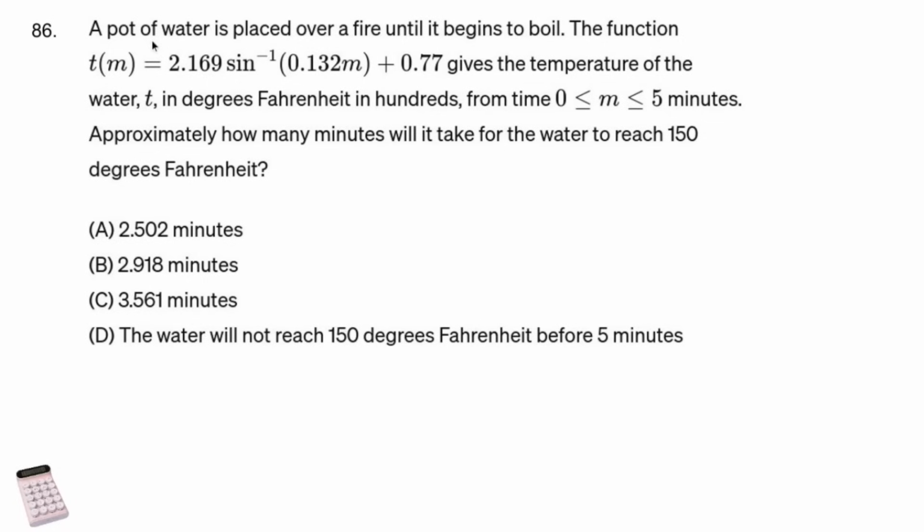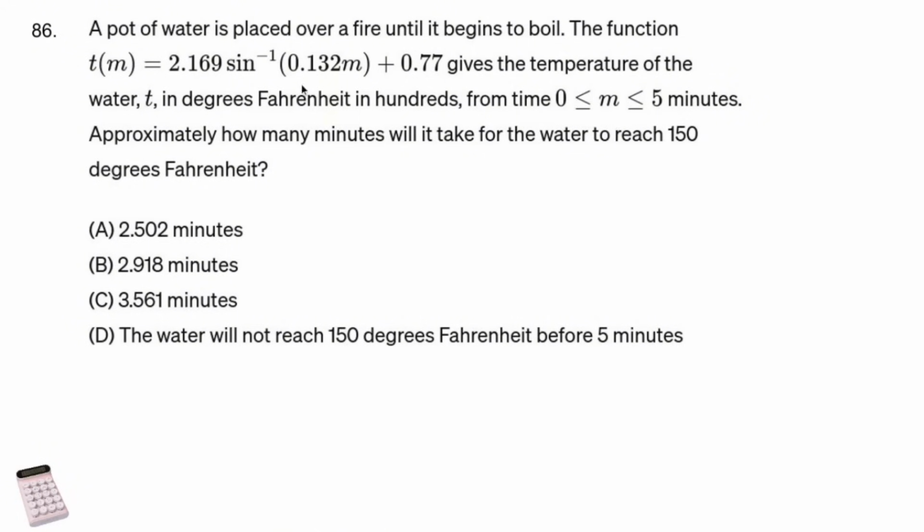A pot of water is placed over a fire until it begins to boil. The function T of m equals 2.169 sine inverse of 0.132 m plus 0.77 gives us the temperature of the water, T in degrees Fahrenheit and hundreds, from the time 0 to 5 minutes. Approximately how many minutes will it take the water to reach 100 degrees Fahrenheit?